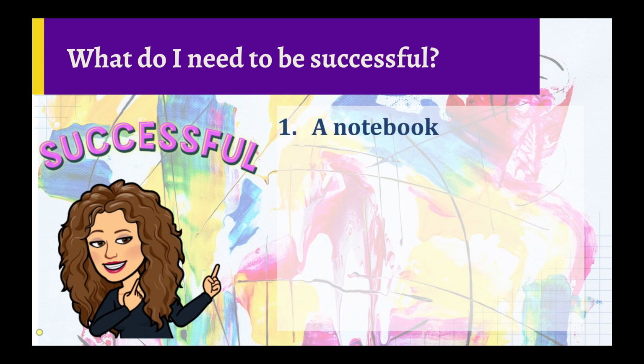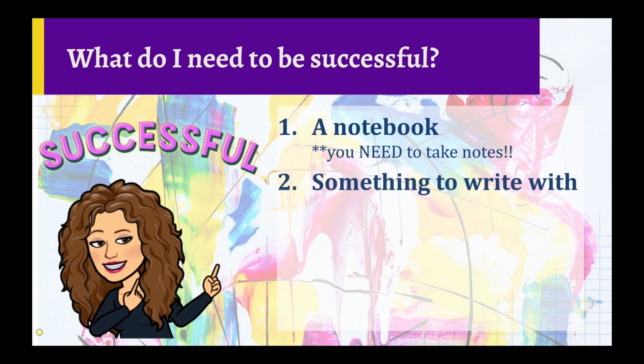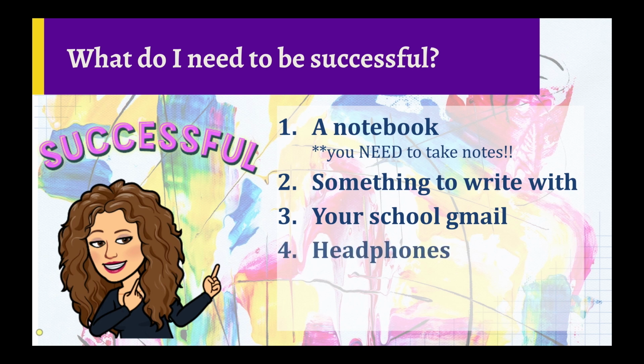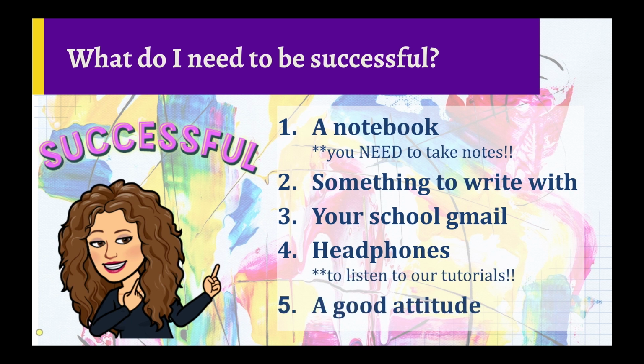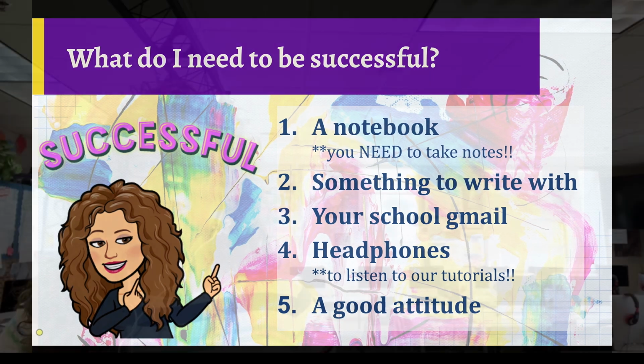So what do the kids need to be successful? Well, they need to have a notebook. It is really important that students take notes in our class whenever they're having class instruction days, because there's so much that we cover in our class, they'll never remember all of it. So taking notes is important. So that's why they need something to write with too. They need their school Gmail, because that's how you access everything on my website. In addition, they need headphones, and headphones are important because they need them so that they can listen to the tutorials. And then they just need a good attitude, because again, these should be fun assignments.